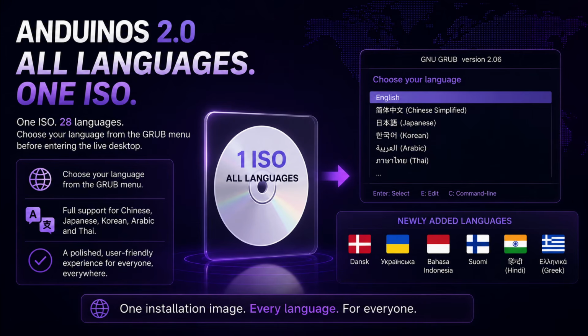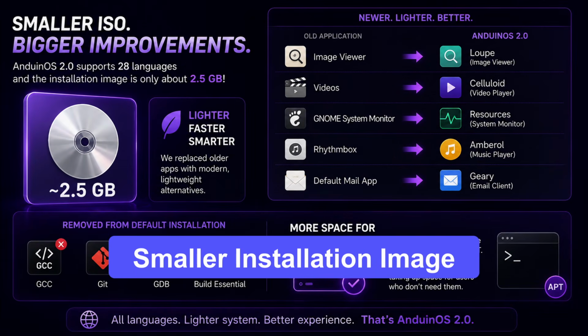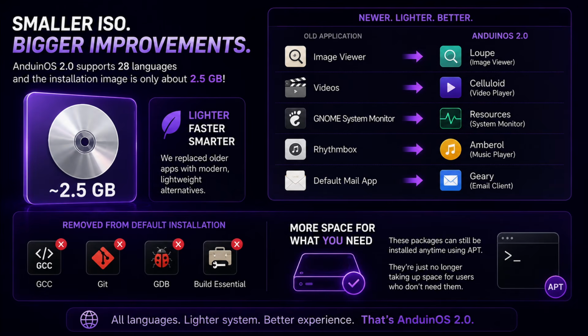The developers also added several new languages including Danish, Ukrainian, Indonesian, Finnish, Hindi, and Greek. Even with support for all those languages, the installation image is only about 2.5 gigs. The developers achieved this by replacing older applications with newer, lighter alternatives. For example, Loupe replaces the old image viewer, Celluloid becomes the default video player, Resources replaces GNOME System Monitor, Embrole replaces Rhythmbox, and Geary is now the default email application.